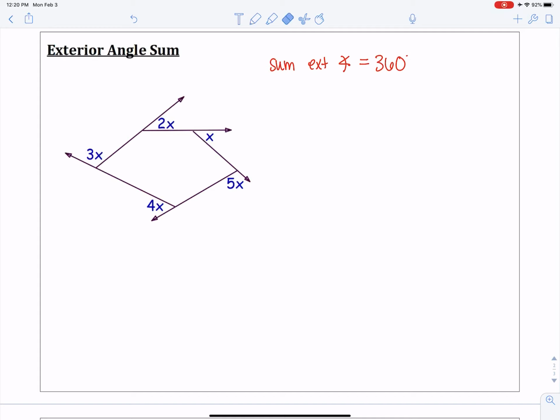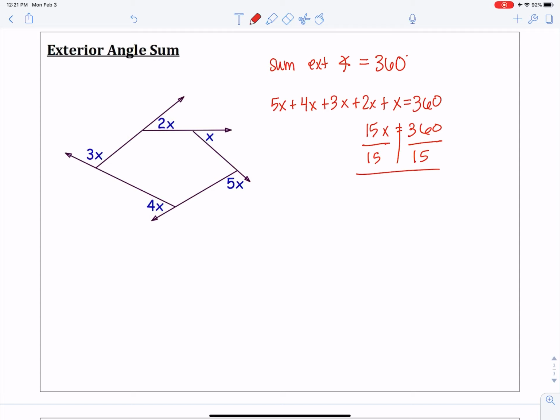So I have 5x plus 4x plus 3x plus 2x plus 1x, and it should equal 360. So 9, 10, 15. So I have 15x equals 360. And I'm going to divide by 15. And I get that x is equal to 24. So if I were to plug that in, this angle would be 24 degrees, 48 degrees, 72 degrees, 96 degrees, and 120 degrees. And if you add all of those up, they will equal 360 degrees.